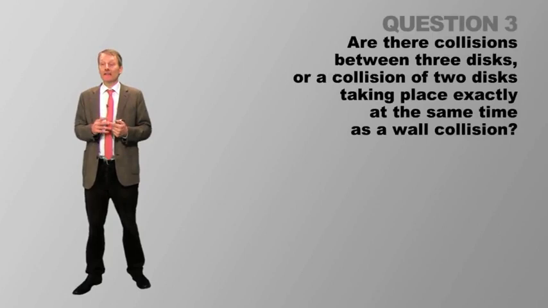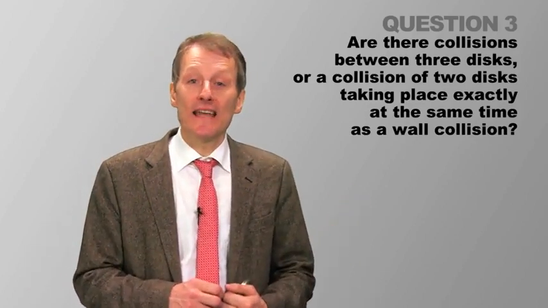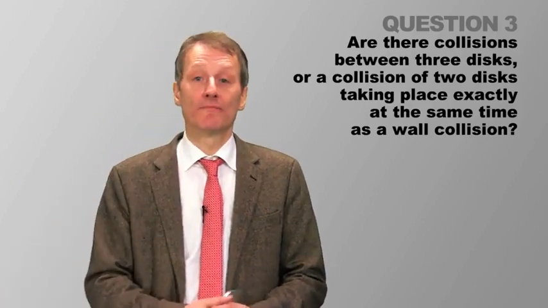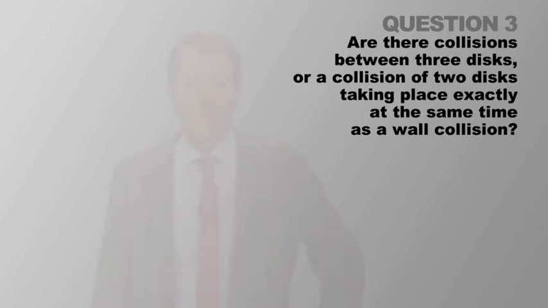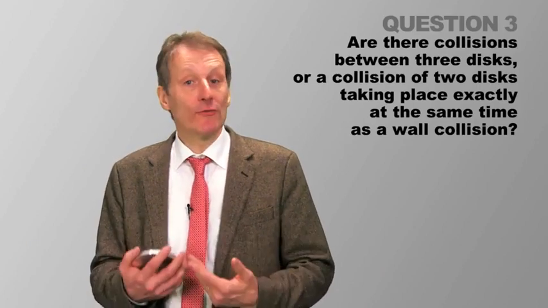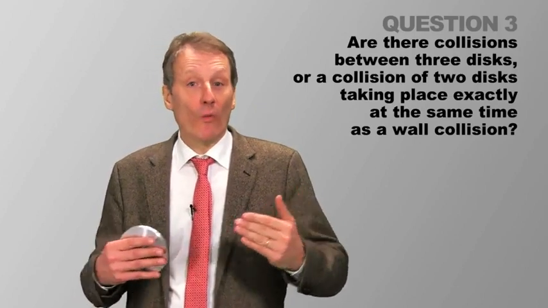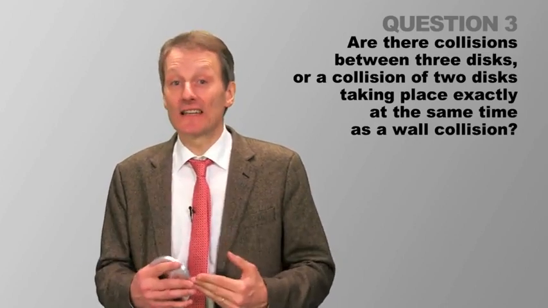Question 3. In the event-driven molecular dynamics algorithm, we suppose that a pair collision, or a collision of a particle with the wall, constitute the next event. Isn't it possible that the next event is rather a collision of three disks, or a pair collision taking place at exactly the same time as another wall collision? No, this is not possible. Common sense and powerful mathematical theorems, again, just like in question 2, tell us that the probability of one event taking place exactly at the same time as another event is equal to zero.